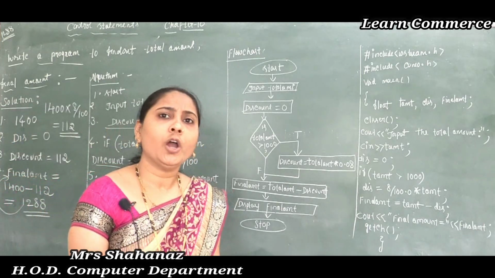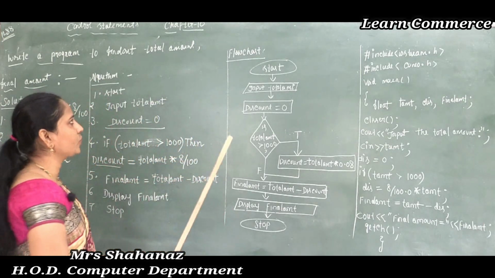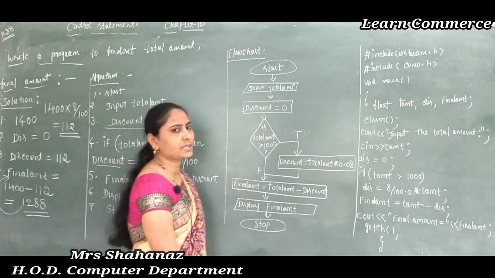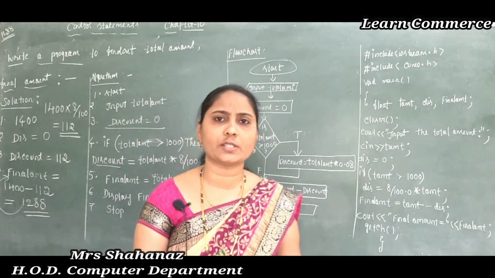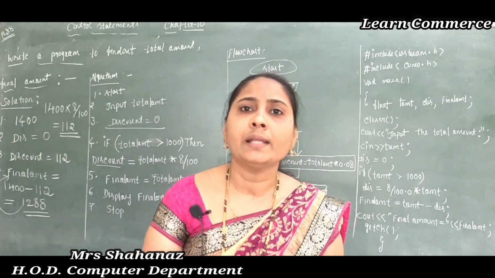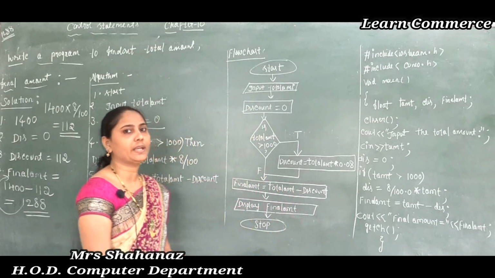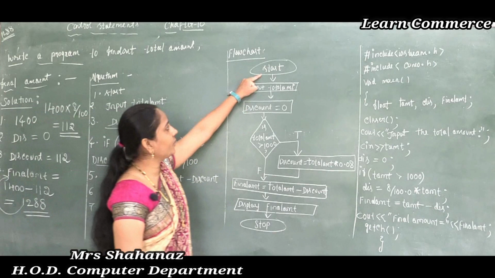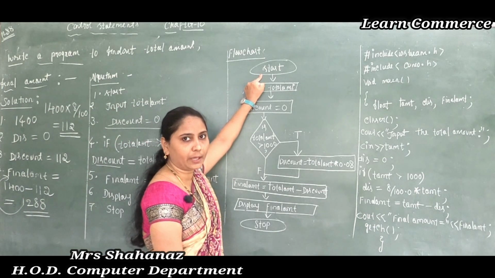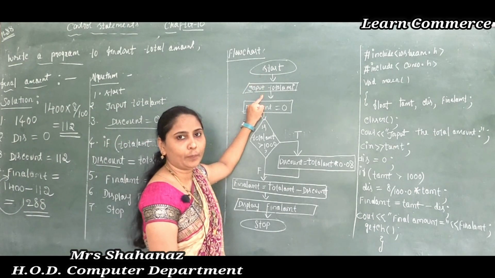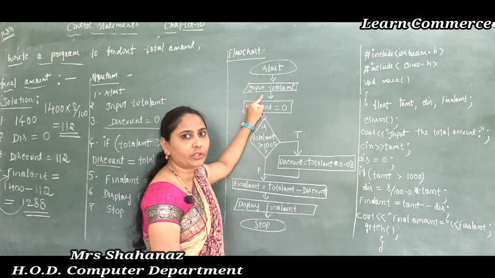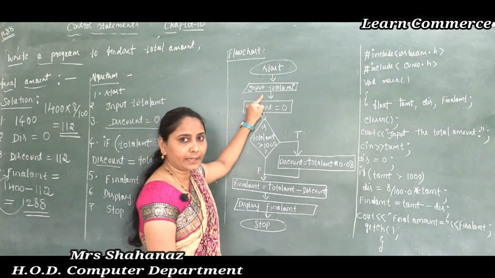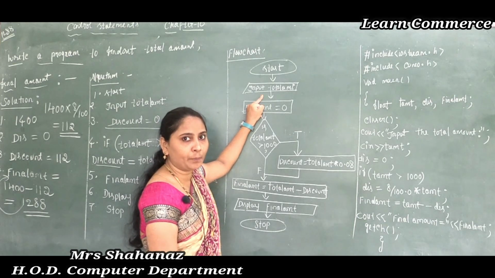Clear this point here? Okay, now next is our flow chart. What procedure we used in the solution as well as in the algorithm, the same thing is going to apply in the flow chart. First is the start, using the terminal symbol. Second, I want to input data into the total amount, by using the input symbol.